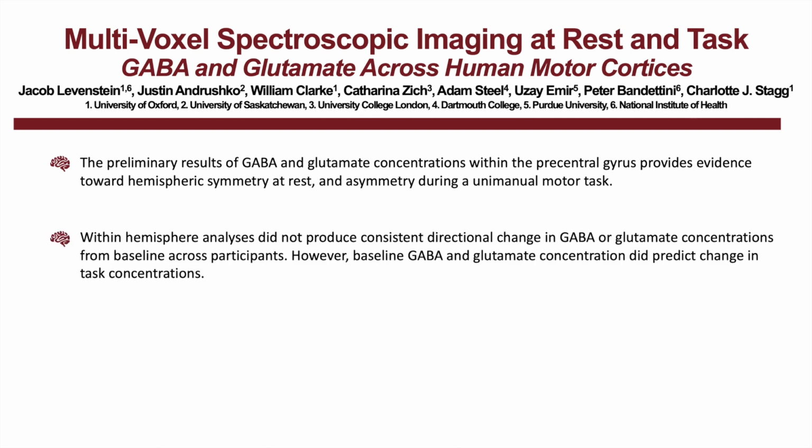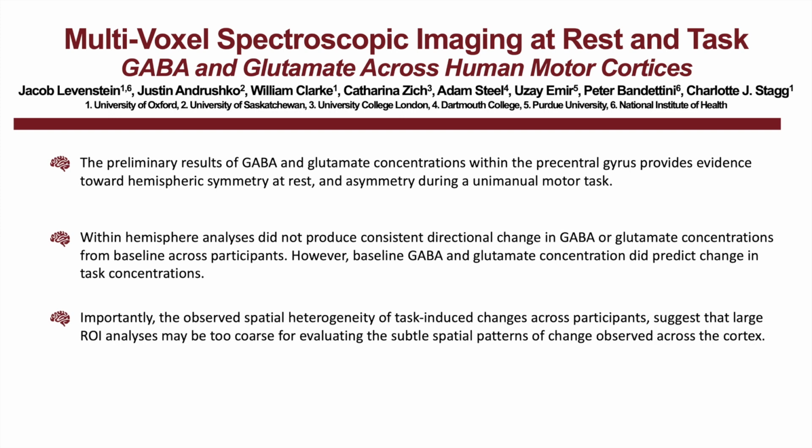What is surprising is our next results, which showed that the direction of change within the precentral gyrus was not consistent across participants. We follow this up and find that baseline concentrations were predictive of how much change we would observe while participants performed the task. We find a significant relationship between glutamate change in the left and right precentral gyrus and GABA change in the left precentral gyrus, but not the right.